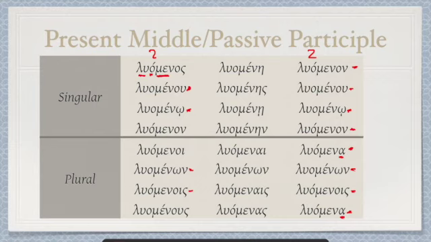The feminine, this is going to be a pretty normal first declension pattern. Luamine, luaminase, luamine with the iota subscript, luaminane, and then the plural, luamini, luaminon, luaminase, luaminos. So really easy, straightforward paradigm with our present middle passive participle.